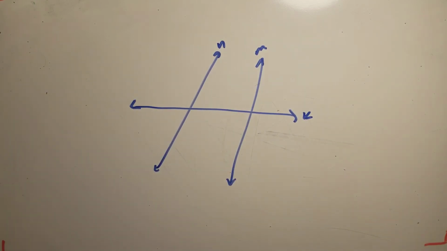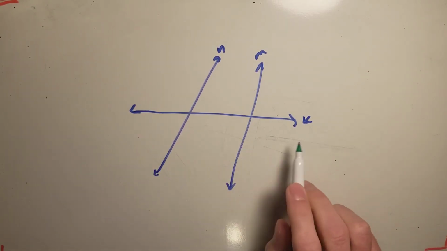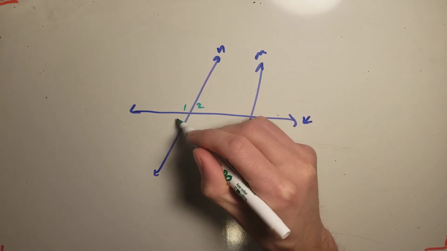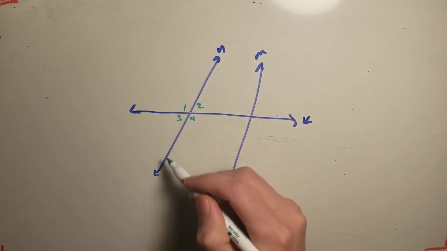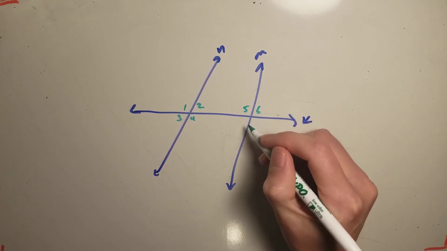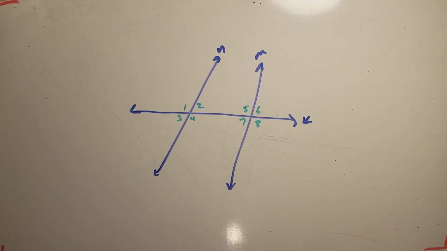And these last angles we call corresponding angles. So when we look at the transversal, we see that it creates 4 angles at line N, and then it creates 4 more angles at line M. So in total it creates 8 angles.